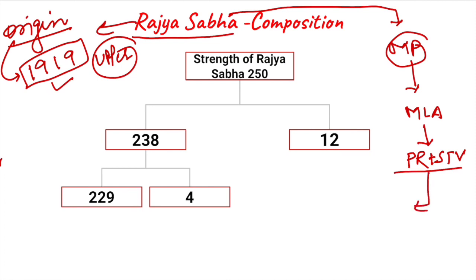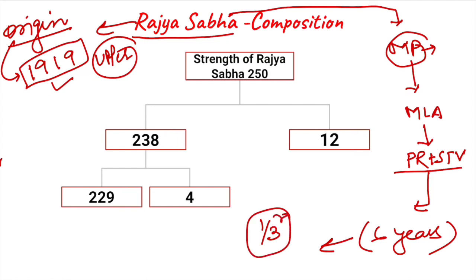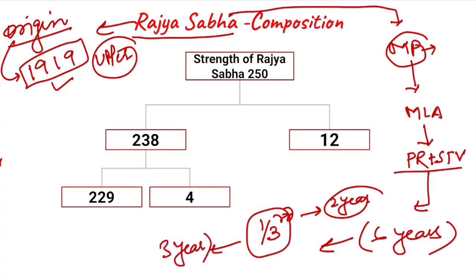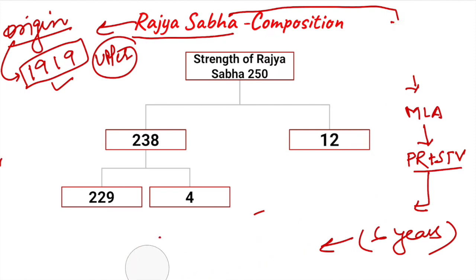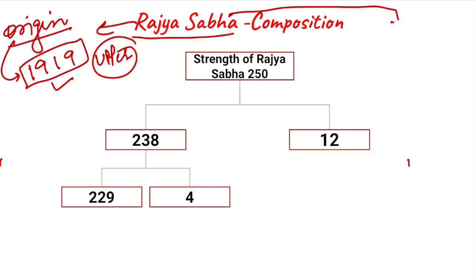Understood? Now, what is the term of these MPs of the Rajya Sabha? We all know that the term of a Lok Sabha member is 5 years, but the term of an MP of the Rajya Sabha is 6 years. Okay? And here one thing you need to know is that 1/3 of the members of the Rajya Sabha retire after every 2 years, and therefore in every third year there is an election in the Rajya Sabha. Understood? Now we will come to the composition of the Rajya Sabha.